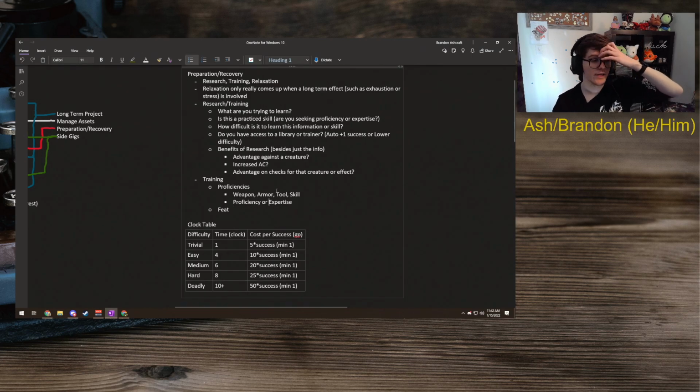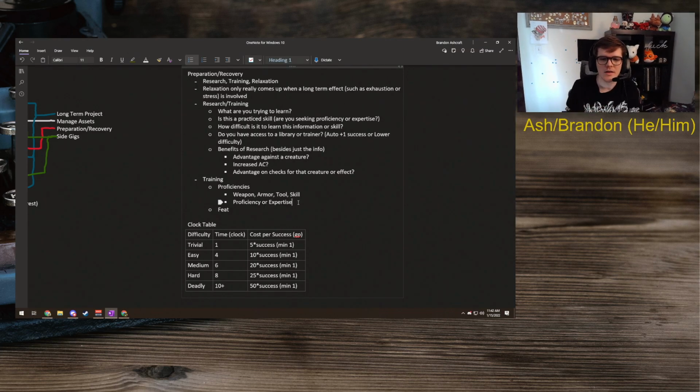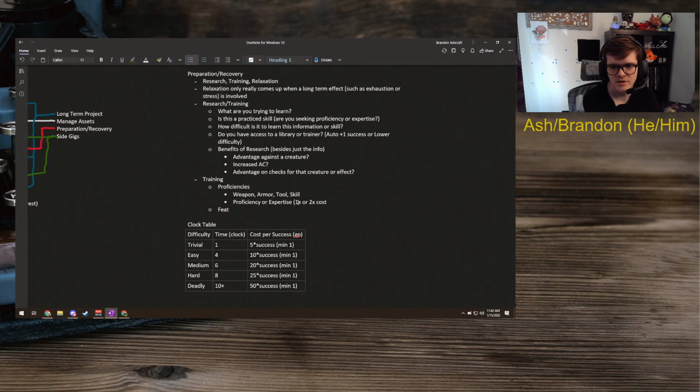So, when looking at training, you kind of need to think about it in terms of what are you actually getting proficiency in, and then are you going for proficiency or expertise? Because let's say I'm already proficient in Thieves' Tools, and I want to be an expert in Thieves' Tools, but I don't want to use one of my expertise from Rogue or Bard. Well, you can train in it. It's just going to cost more. And there's going to be variance based off of that. I think it's 1x or 2x cost, if I remember correctly.